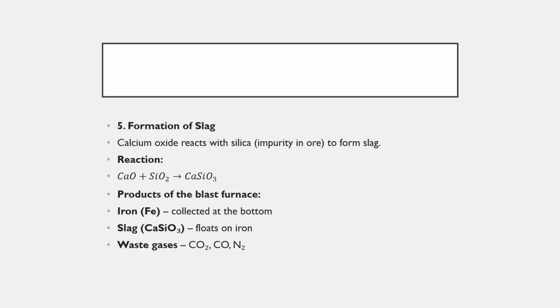The last step is formation of slag. How is slag formed? Calcium oxide reacts with silica impurity in the ore to form slag. And what is the reaction? Calcium oxide reacts with silica and forms calcium silicate.